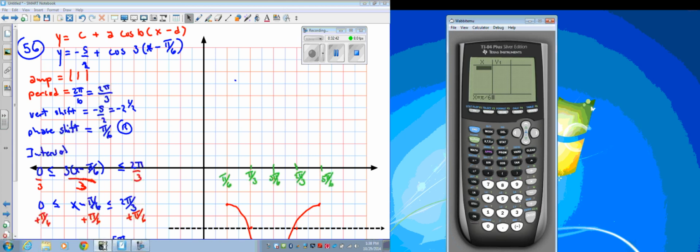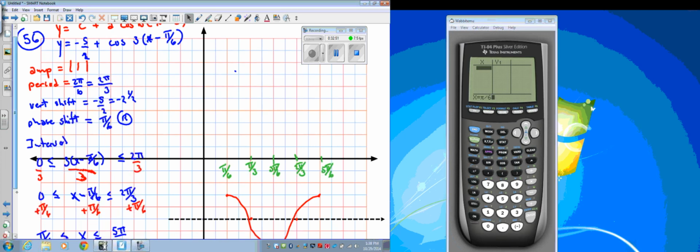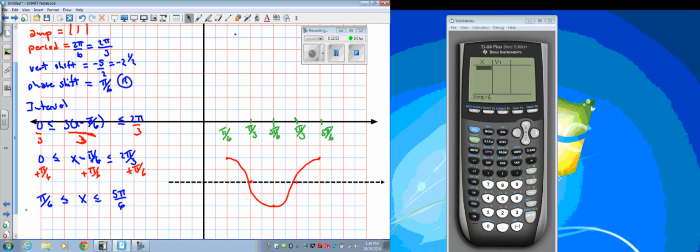Let's see right here. No, I didn't. Yeah, plus pi over 6. My interval is from pi over 6 to 5 pi over 6. So I should get my negative 1.5, correct? So I'm going to go in here, and that's what I got.